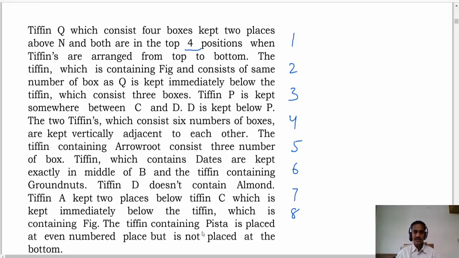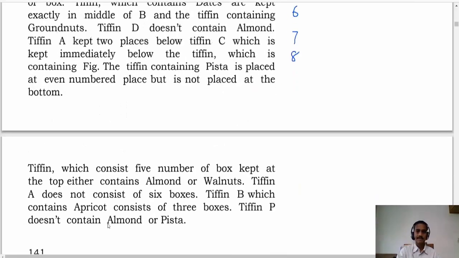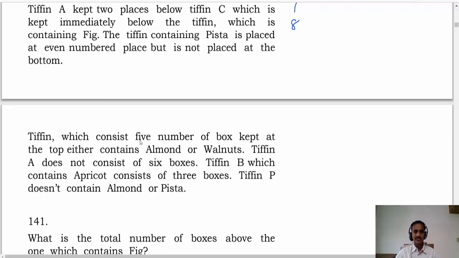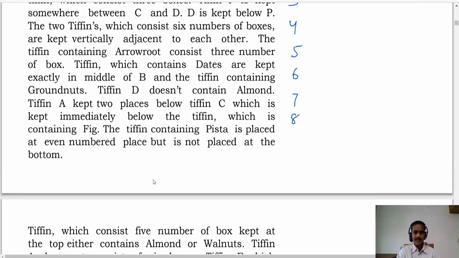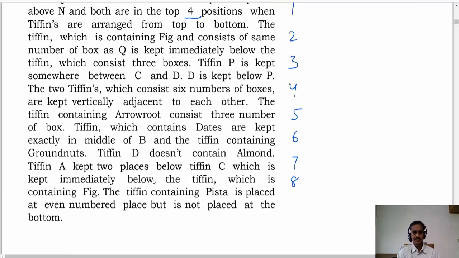Then the tiffin box containing pista is placed at A but is not placed at the bottom. And now the last information. Tiffin A does not contain the box which contains apricot. B does not contain almond or pista, and tiffin A is kept 2 places above the one containing fig, and the tiffin containing pista is placed at an even number but not at the bottom.